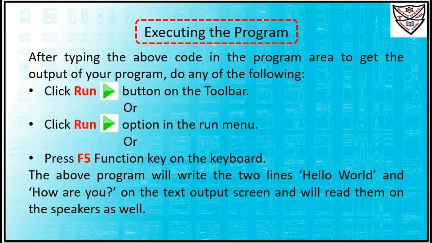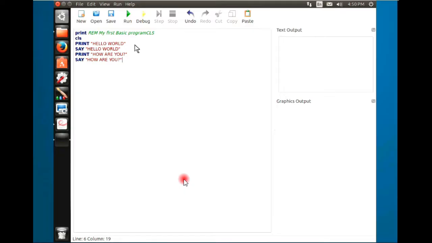For executing the program, after typing the above code in the program area, to get the output of your program, do any of the following: click the Run button on the toolbar, or click the Run option in the Run menu, or directly press the F5 function key on the keyboard. The above program will write the two lines "hello world" and "how are you" on the text output area, and we will read them on the speakers as well.